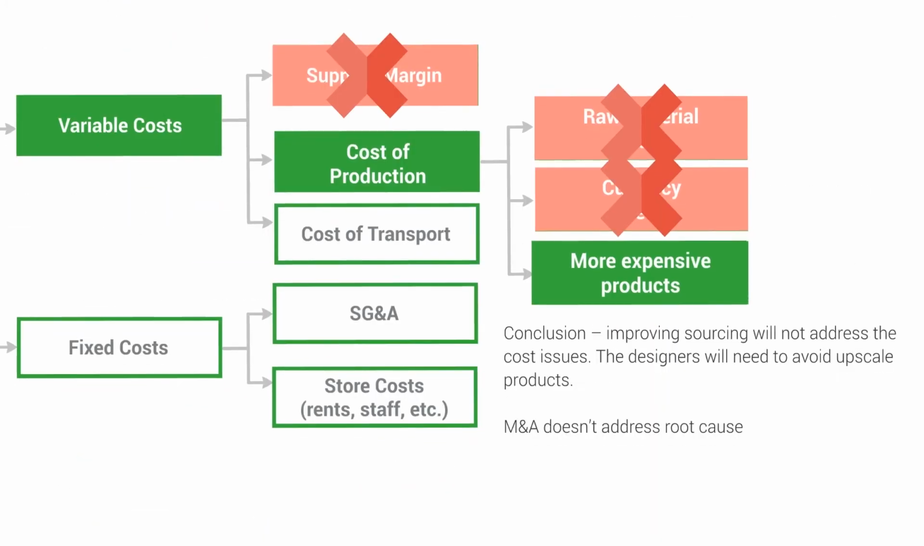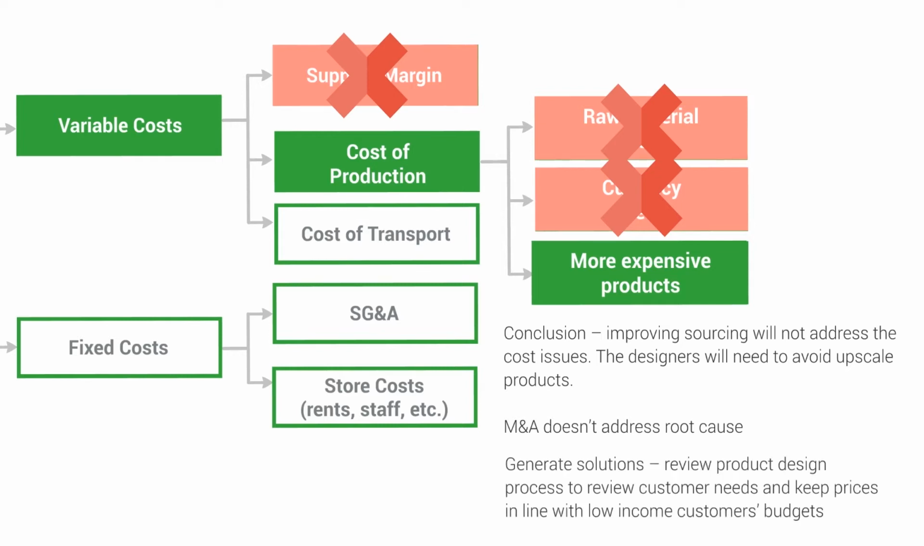You can conclude that improving sourcing will not address the cost issue. The designers will need to avoid more upscale products. M&A doesn't address the root cause. Once the cause has been identified, you can solve the key issue by generating various solutions. For example, suggest a review of the product design process to match customer needs, or suggest keeping prices in line with low-income customers' budgets, etc.